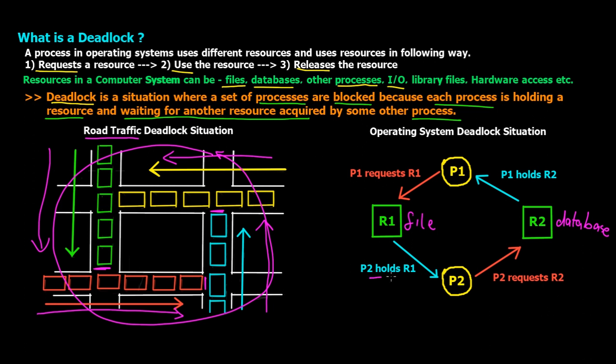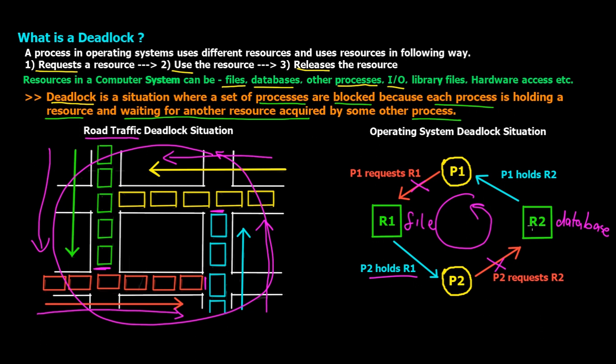So P2 holds R1. Now P2 wants control of the database, that is resource 2. So P2 requests R2, but P2 cannot access R2 because R2 is assigned to P1. So you can see that there is another circular pattern going on over here, and P1 cannot access R1 and P2 cannot access R2, right? Because each of them is assigned to either of the two processes respectively.